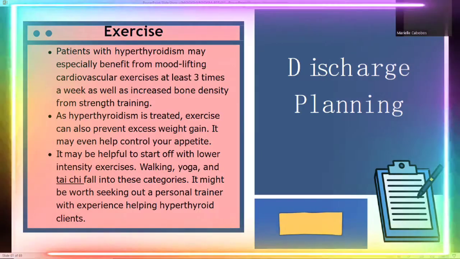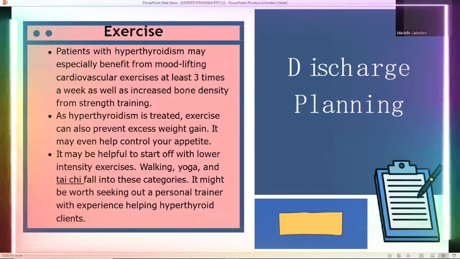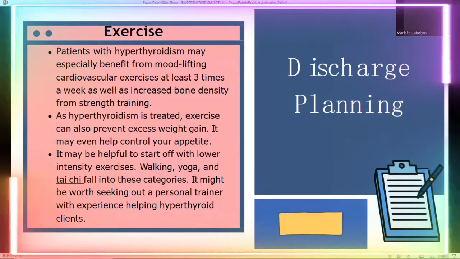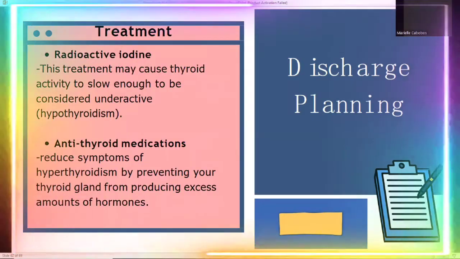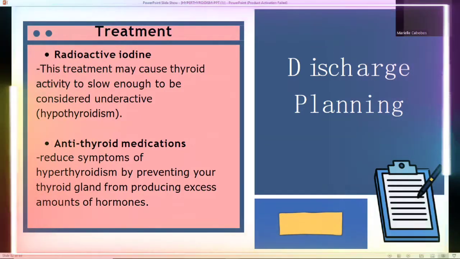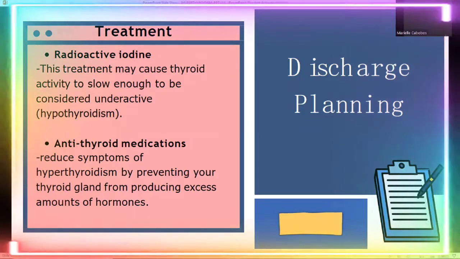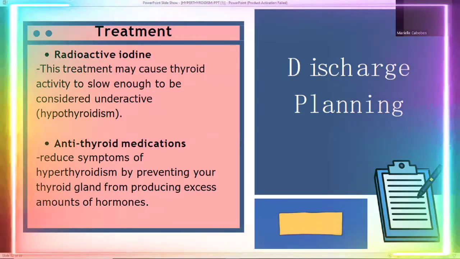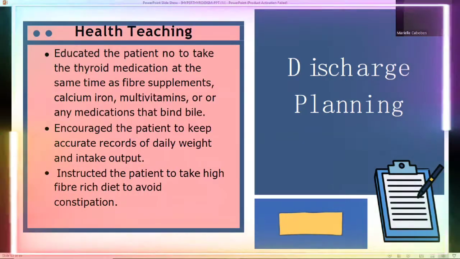It may be helpful to start off with lower intensity exercise. Walking, yoga, and Tai Chi fall into these categories. It might be worth seeking out a personal trainer with experience helping hyperthyroid clients. For the treatment, radioactive iodine. This treatment may cause thyroid activity to slow enough to be considered underactive. Anti-thyroid medication reduces the symptoms of hyperthyroidism by preventing your thyroid gland from producing excess amounts of hormones.